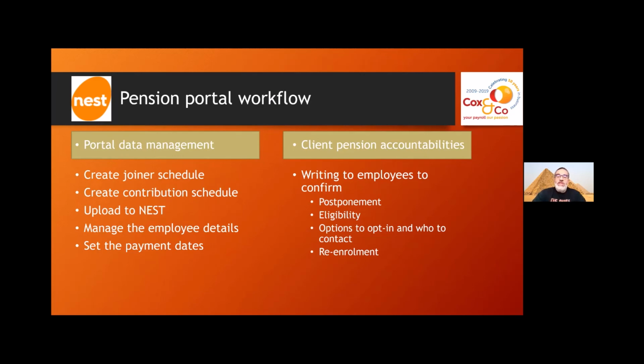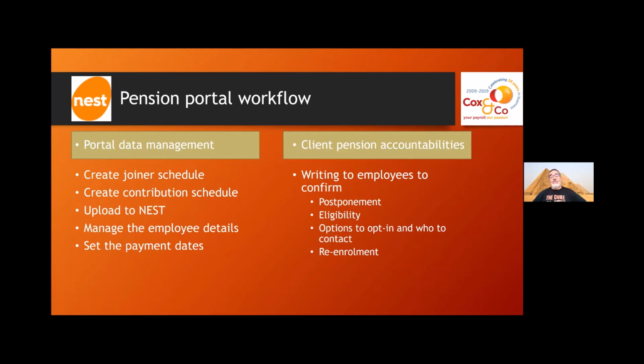Client pension accountabilities. We're not expecting you to do it, but you are accountable for it. So if we're uploading these communications to My Pay window, then politely directing an employee to check it would be a good idea. We're going to write to employees to confirm all of the things we discussed earlier, all of those four letters that an employee could get, telling them about postponement, whether they're eligible or not, and their option to opt in, and re-enrollment when it comes.